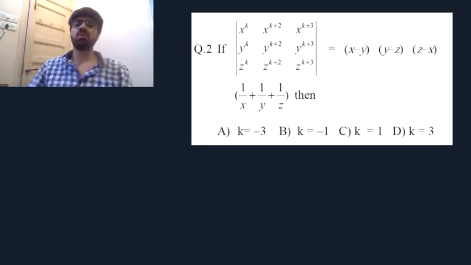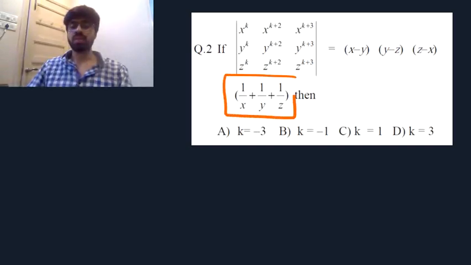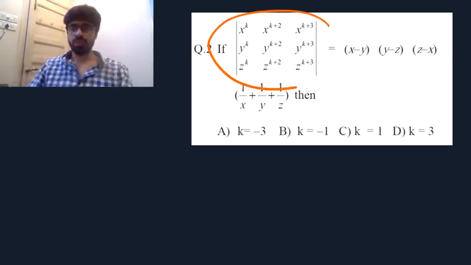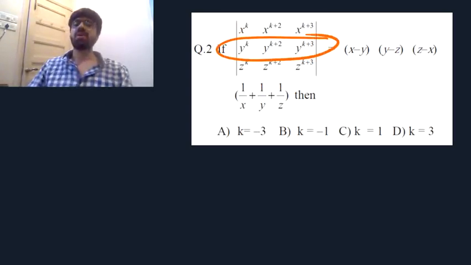Going ahead with the second question, the value for this determinant is equal to x minus y into y minus z into z minus x into 1 plus x, 1 upon x plus 1 upon y plus 1 upon z. Then what will the k value be for this condition? From this very expression, we can pull out x power k common from the first row, y power k and z power k common from the second and third row.